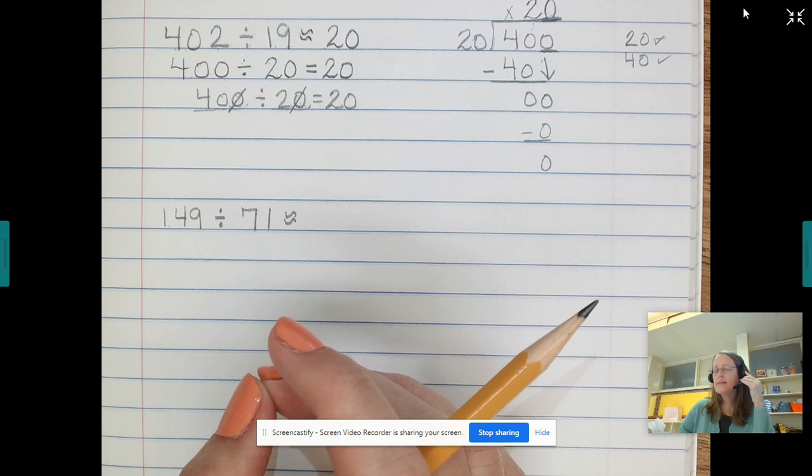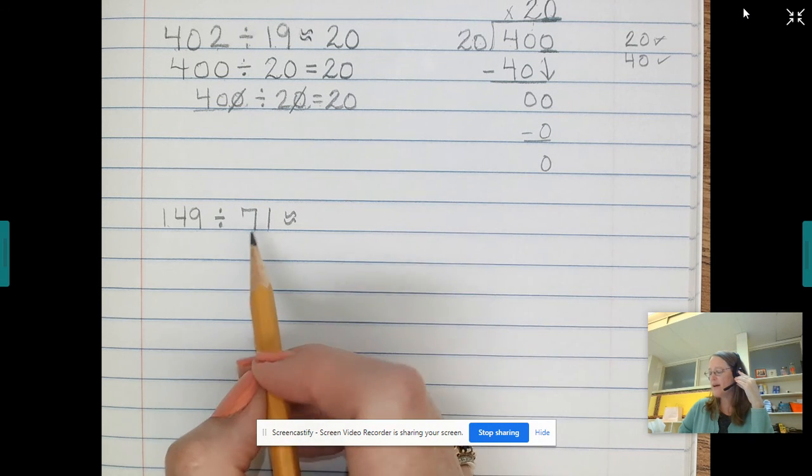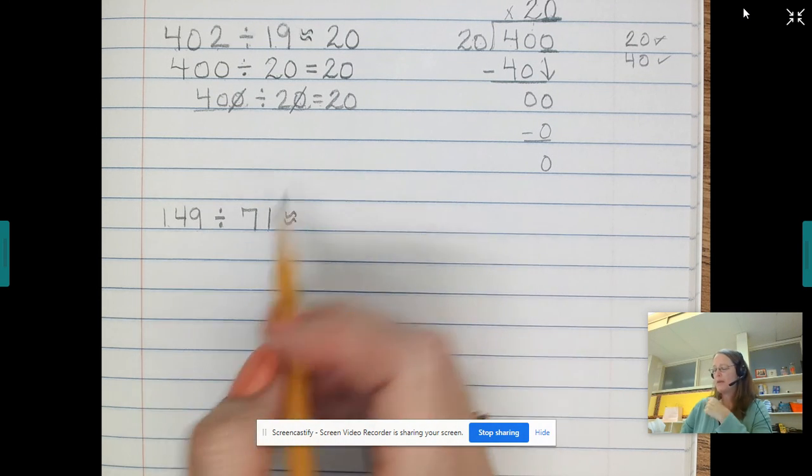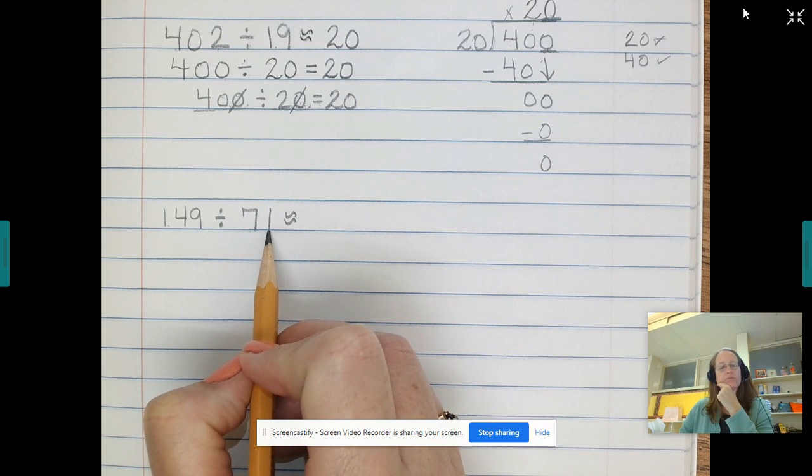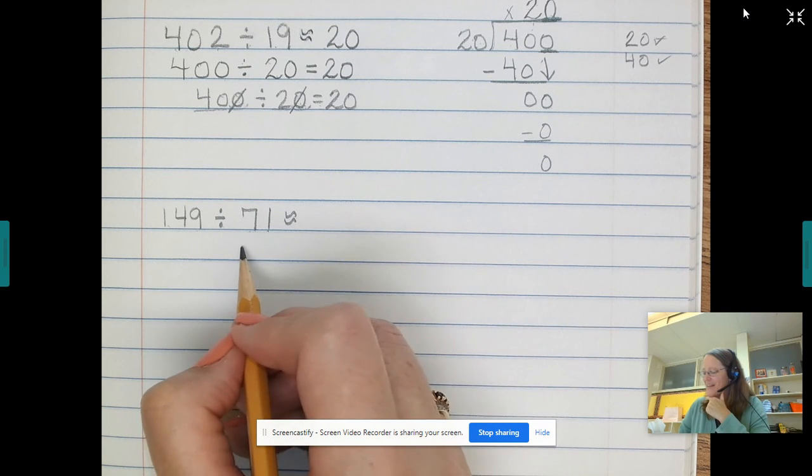Okay, let's round our divisor first. 71 rounds to what number? Rounded to the nearest 10. Yeah, to 70.